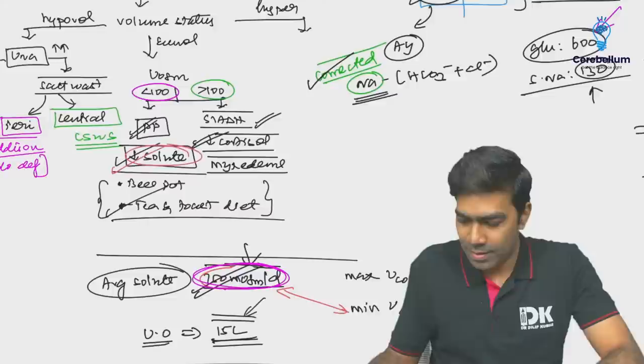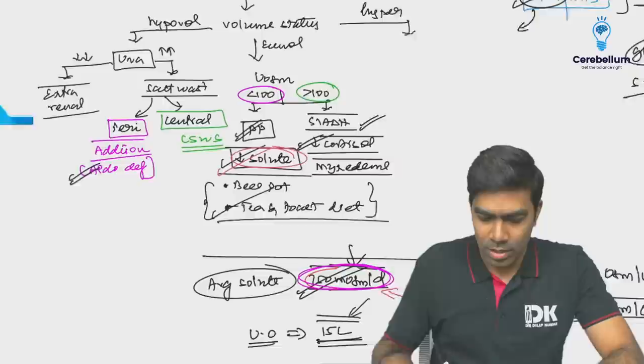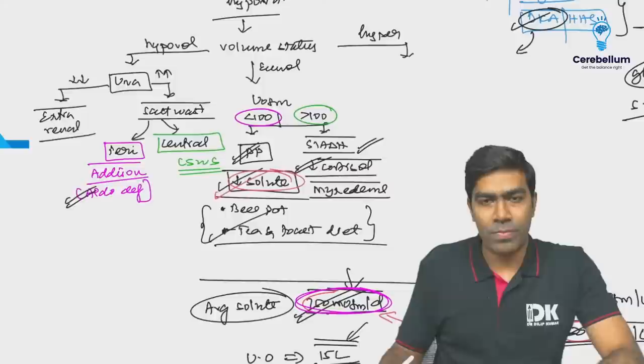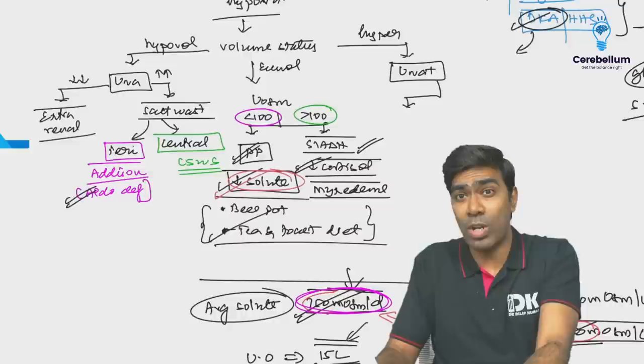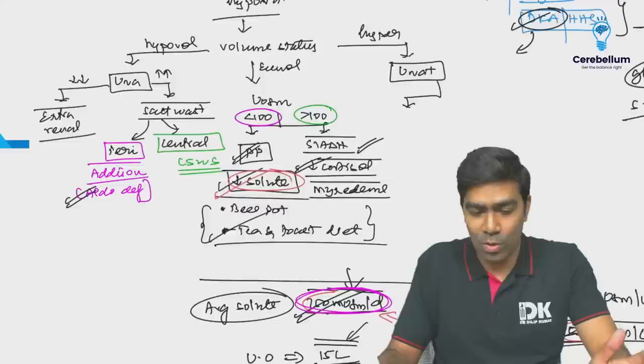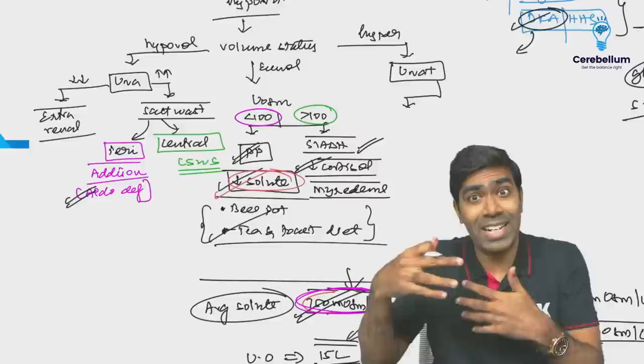Okay, this is the death of Bruce Lee. So what about hypervolemic hyponatremia? If it's hypervolemic hyponatremia, you're going to see urine sodium again. If urine sodium is going to be high, here you need to know where the sodium is coming from, because the patient is in a hypervolemic state. There is sodium excess in the body. So where is that excess sodium coming from?